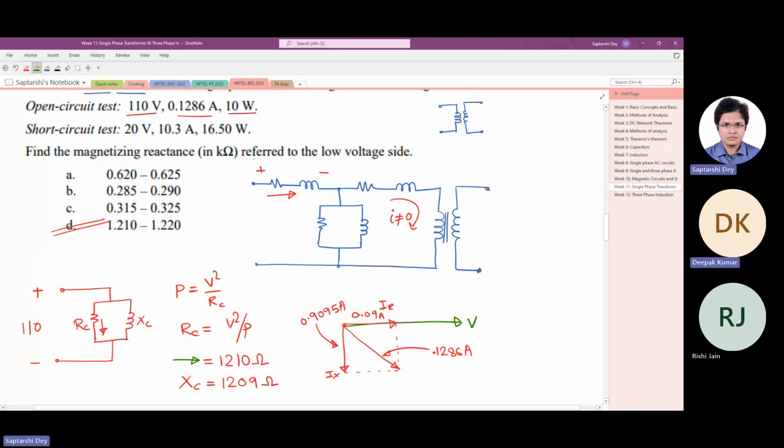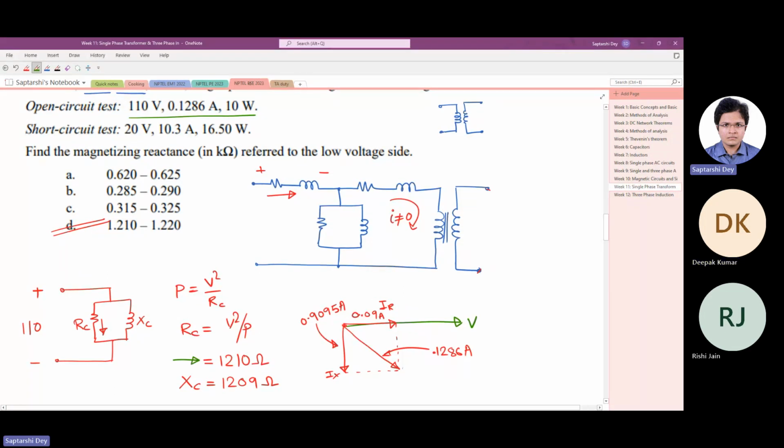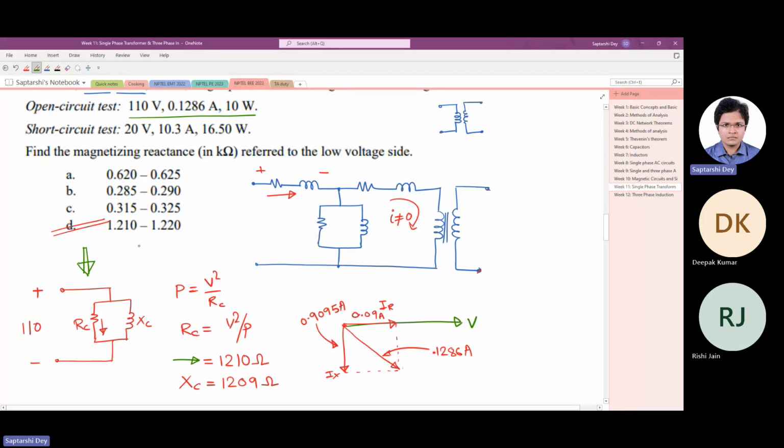Okay, look at the data here, the open circuit test data. 110 volt is applied, and it is found that 10-watt power is being consumed by the transformer, and this much current is being drawn by the transformer. And this one is the equivalent circuit at open circuit test. Can you understand why this is the equivalent circuit for open circuit test? Why can I neglect the other impedances? Because the secondary side is open.